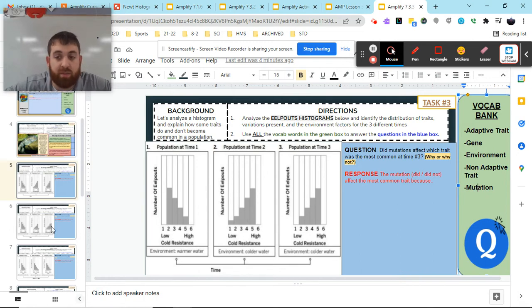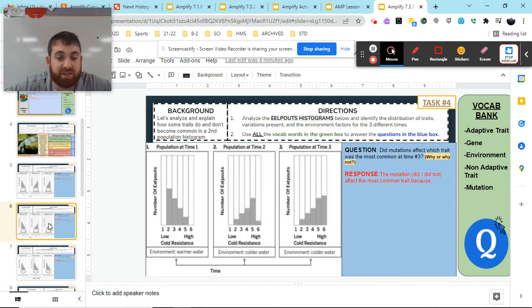So this will be the same for task 4 and 5, but the data is going to look different. So we got to analyze it a little differently as well. Remember, we're looking at this as a timeline. So this is time 1, time 2, time 3. It'll tell you about the environment, and you have to use the distribution and the variations to figure out where did the mutation occur? Did the mutation affect the traits that was most common?